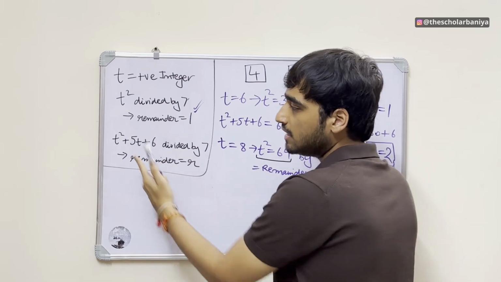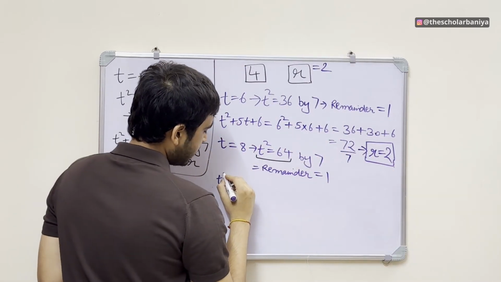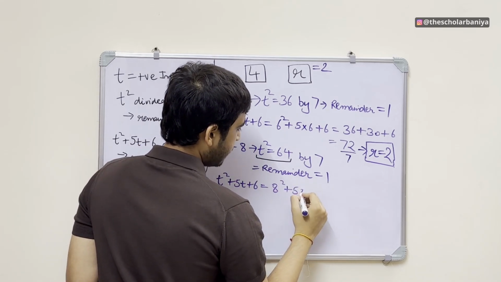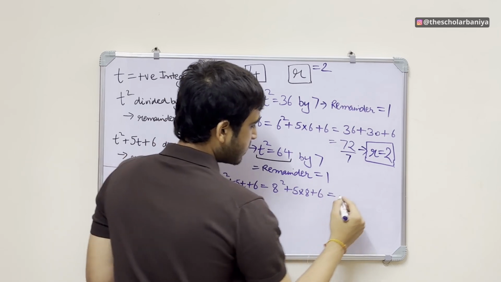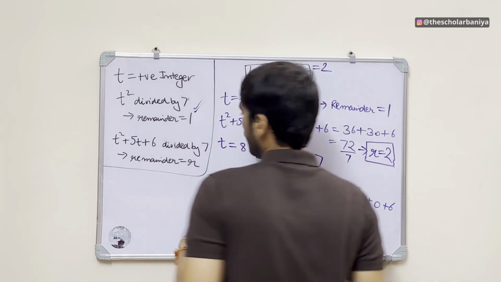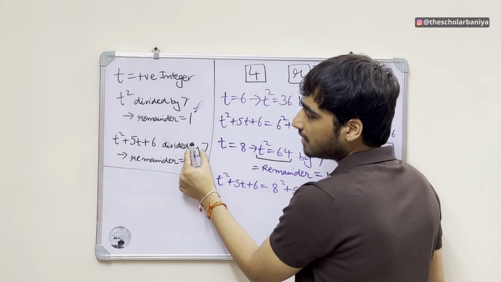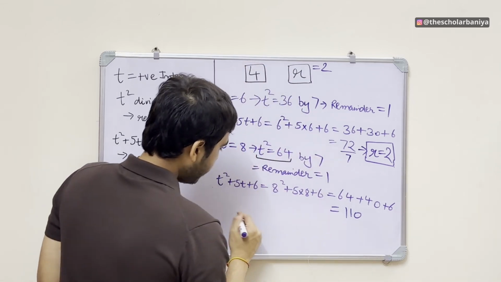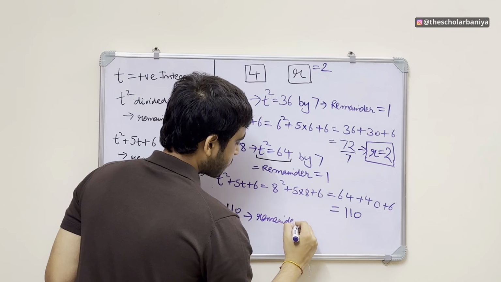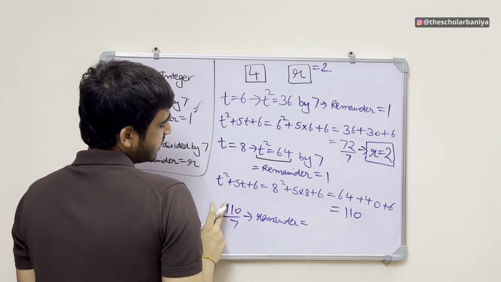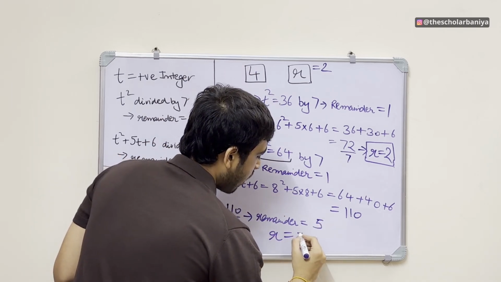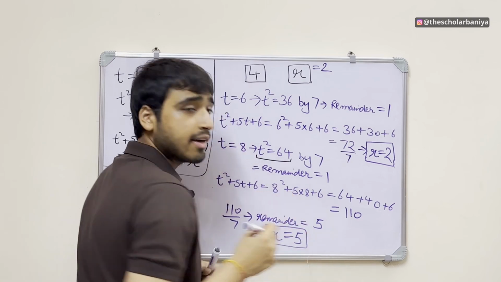Now we have to find out t square plus 5t plus 6. So t square plus 5t plus 6 will be 8 square plus 5 into 8 plus 6, which is equal to 64 plus 40 plus 6, right, which is equal to 110. Now we have to divide the value of this by 7 and find out the remainder. So if we divide 110 by 7, the remainder will be how much? 7 ones is 7, 7 fours are 28... 7 times 15 is 105. So the remainder will be 5. That means the value of r is equal to 5.